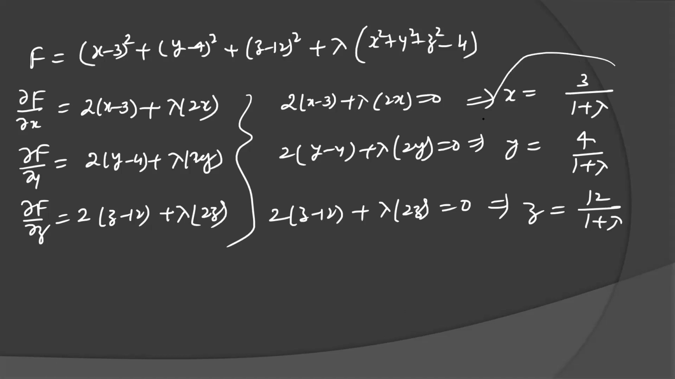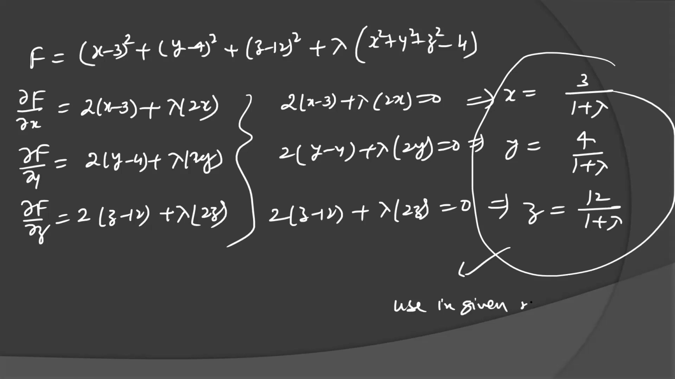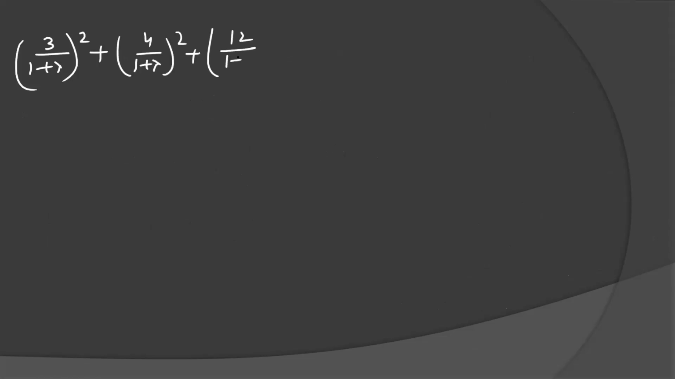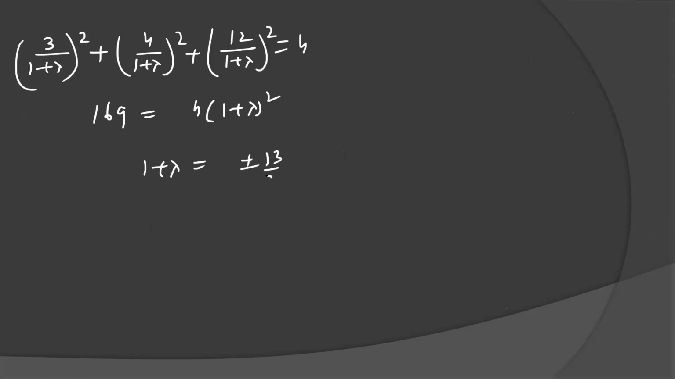Okay, now for finding x, y, z and lambda, we can use this result in the given relation. What is the given relation? The relation is on a sphere actually: x square plus y square plus z square equal to 4. So put it here: 3 over 1 plus lambda whole square plus 4 over 1 plus lambda whole square plus 12 over 1 plus lambda whole square equal to 4. So you will get 169 equal to 4 into 1 plus lambda whole square. So 1 plus lambda is going to be plus minus 13 by 2. So lambda is equal to, if you take the positive sign, 11 by 2, otherwise minus 15 by 2.